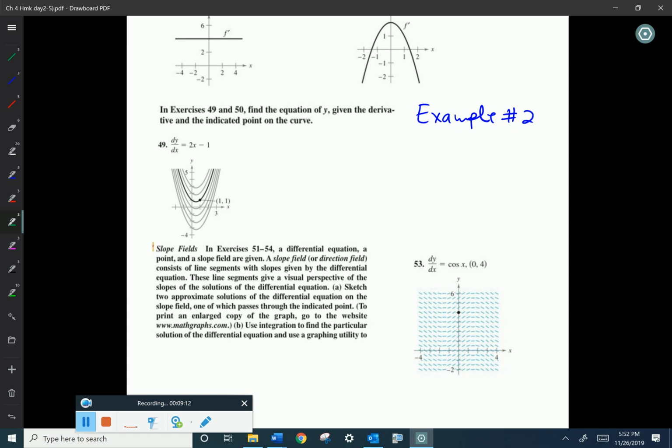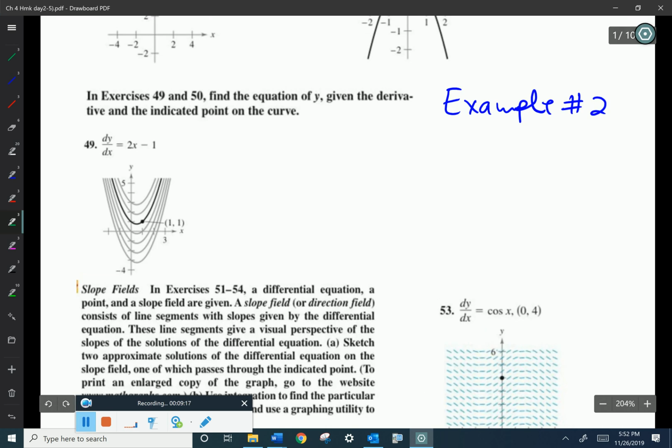Now, notice in 49, they give you the equation for the derivative, and I know it's a strange notation, but basically here they're saying that the derivative is 2x minus 1. And you don't need this picture, but what they're saying down here in this picture is these are the possible graphs for the original function, right, depending on the value of c. And so what the directions are saying is, what if it goes through the point 1, 1? So in other words, you know f of 1 equals 1. So use that when you integrate to find the plus c.